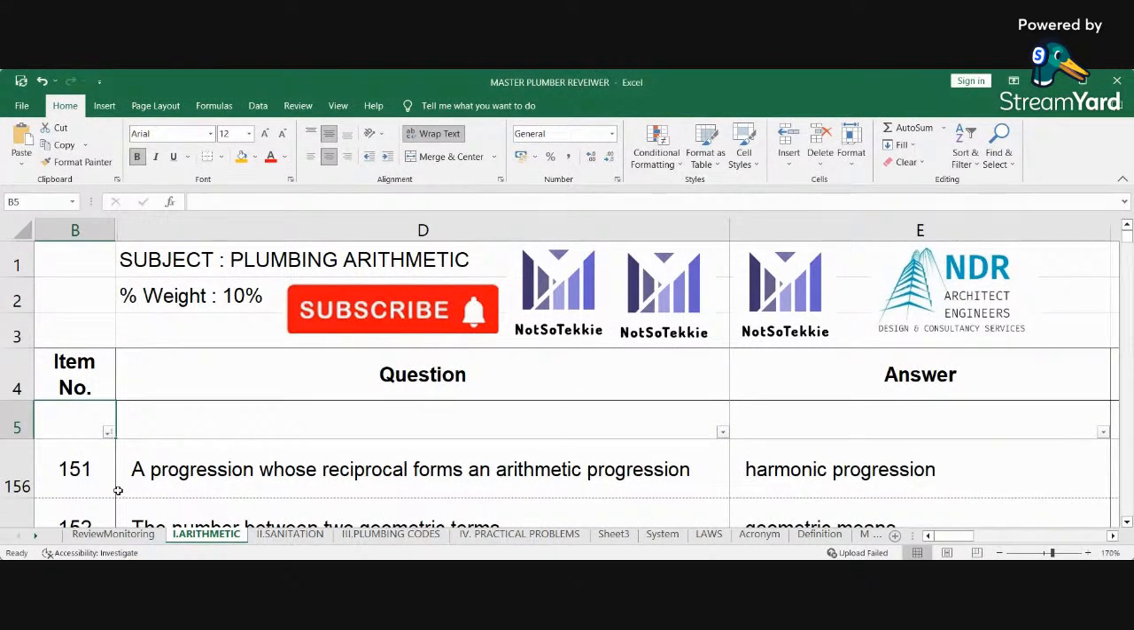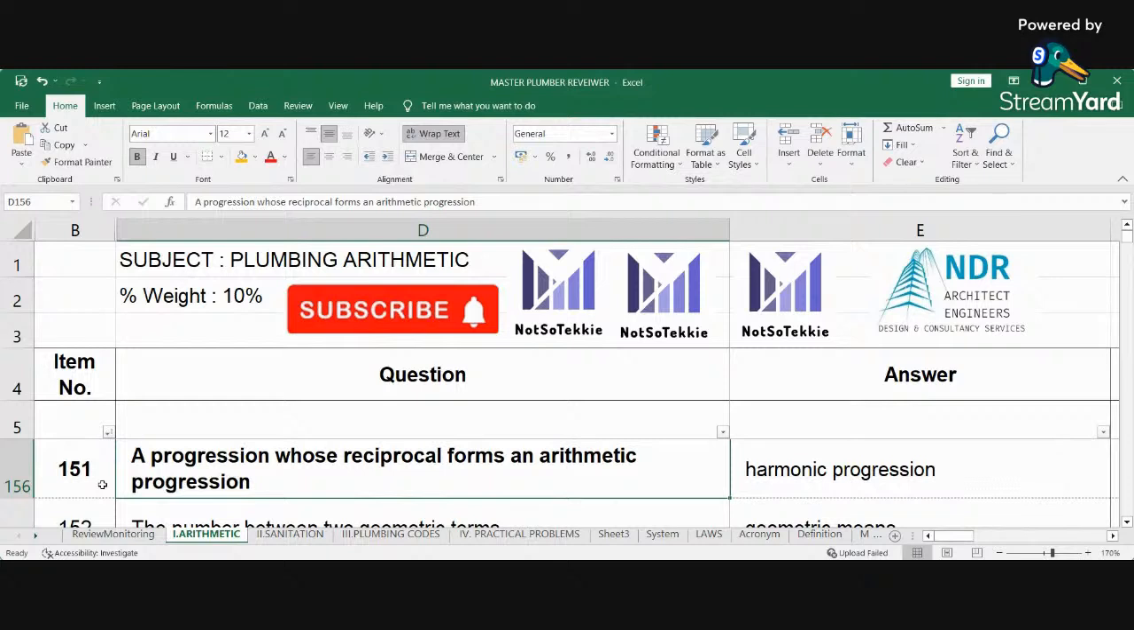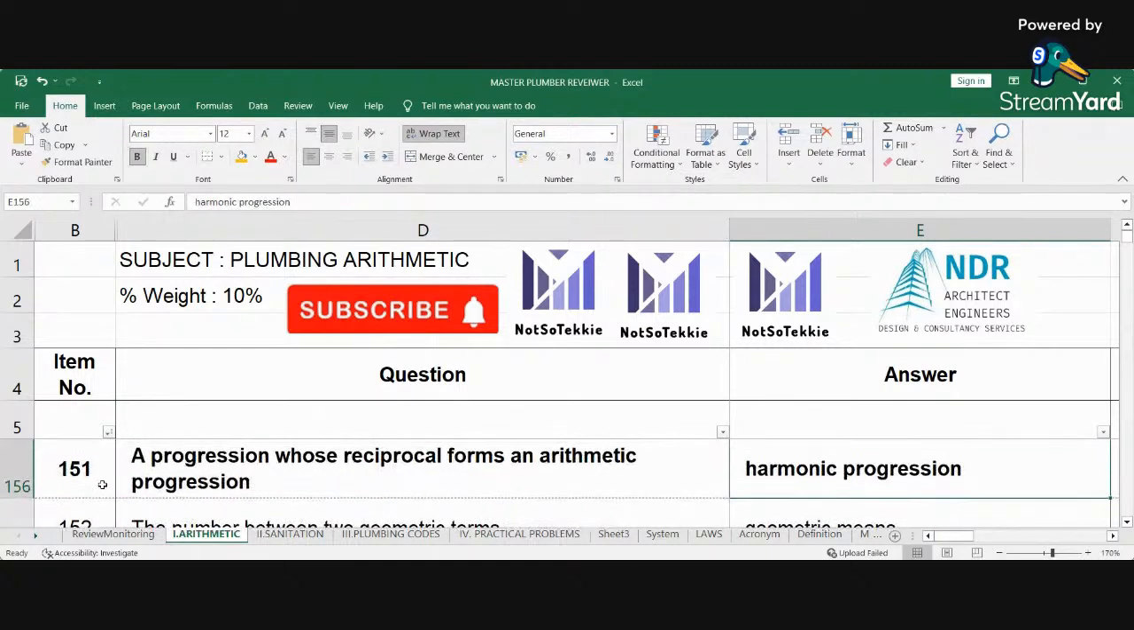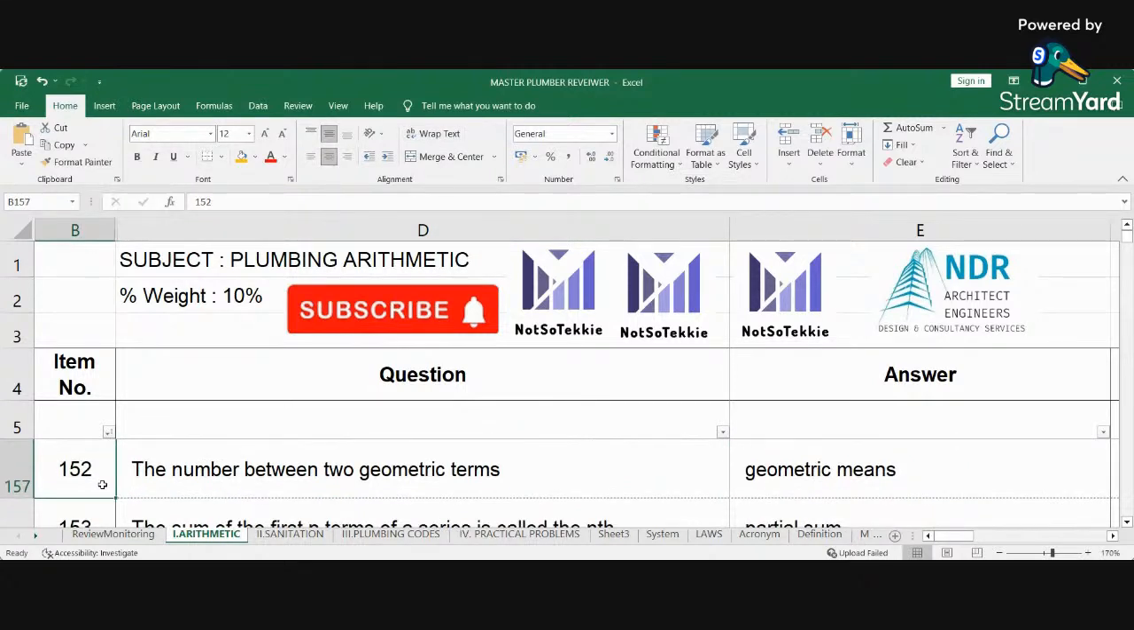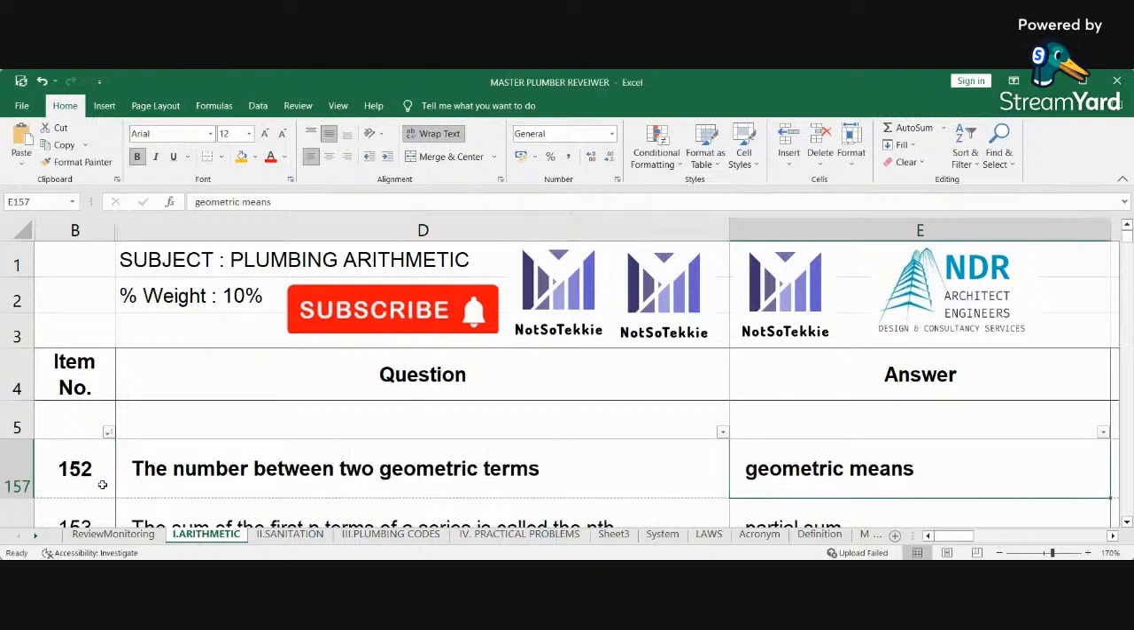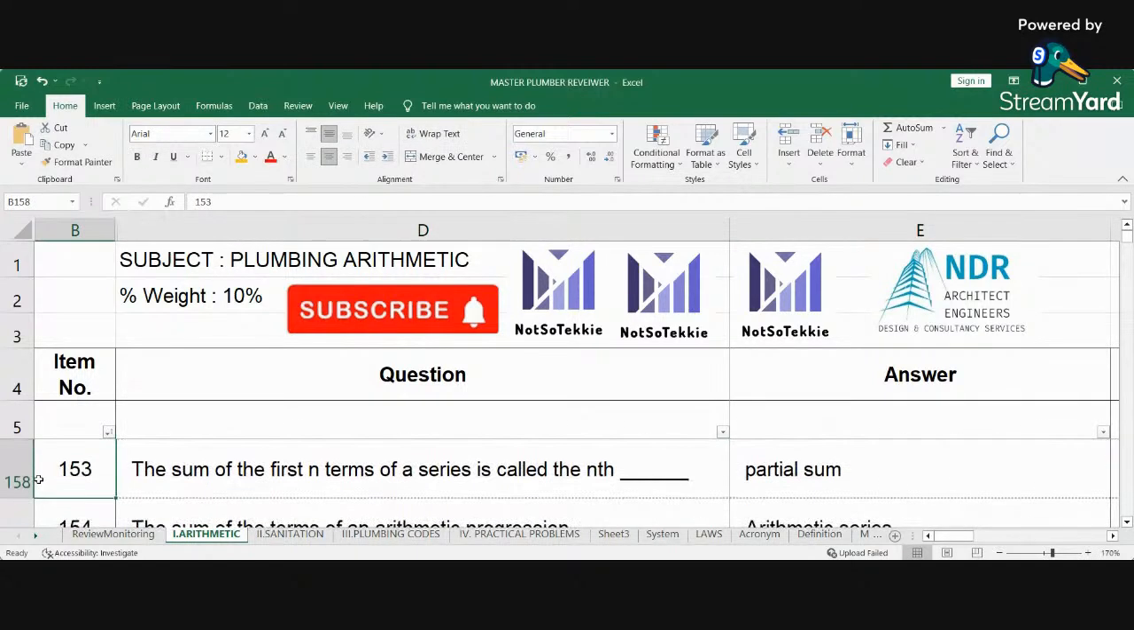151. A progression whose reciprocals form an arithmetic progression is harmonic progression. The answer is harmonic progression. A progression whose reciprocals form an arithmetic progression is harmonic progression.